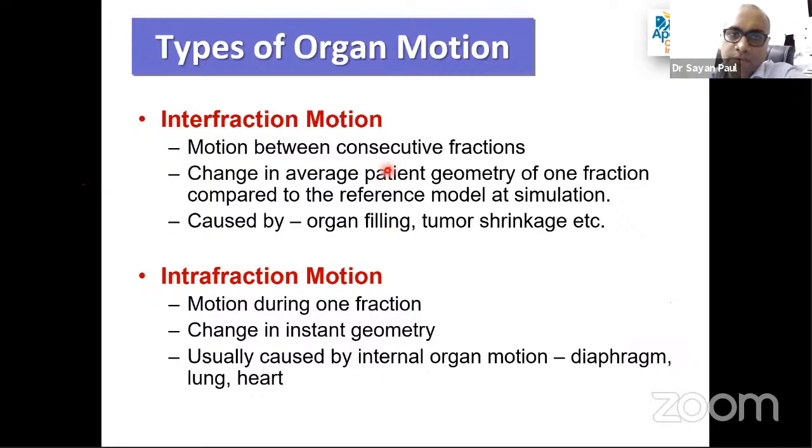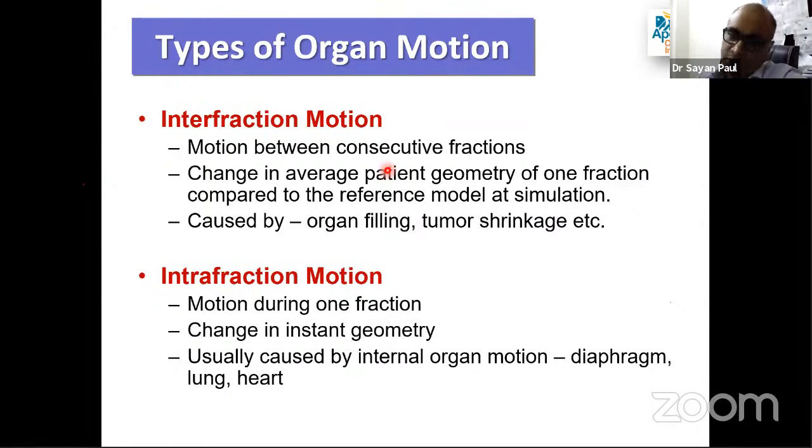So there can be 2 types of organ motion. One is interfraction organ motion, between 2 consecutive fractions. So it is a change in average patient geometry of one fraction compared to the reference model at simulation. It can be caused by organ filling, tumor shrinkage, or weight loss.